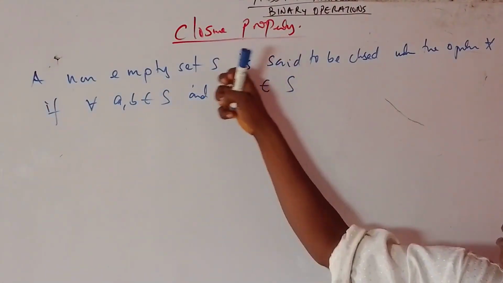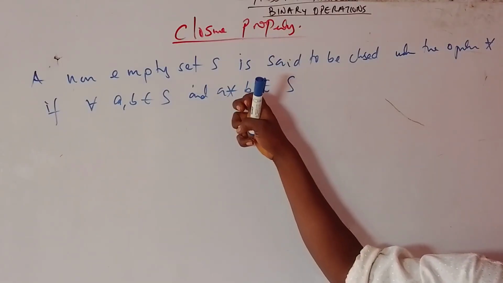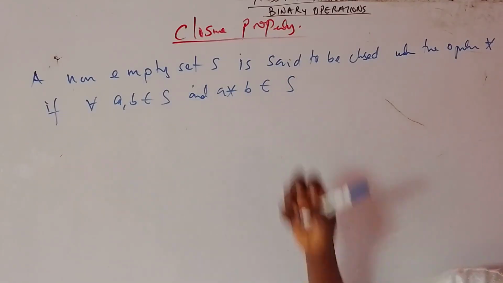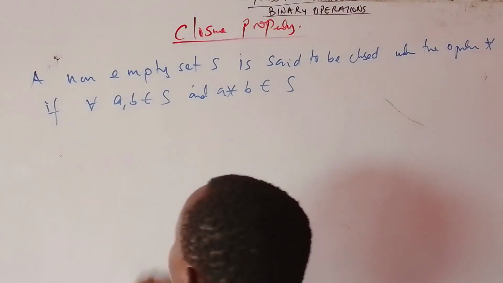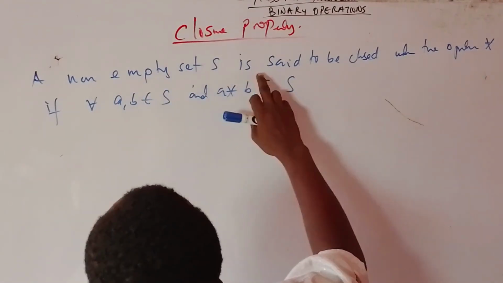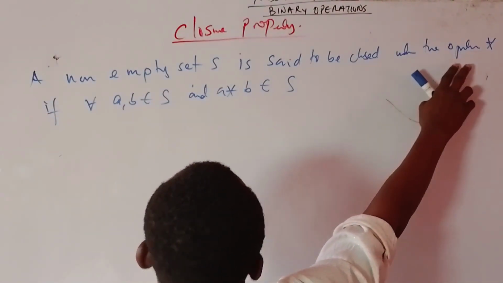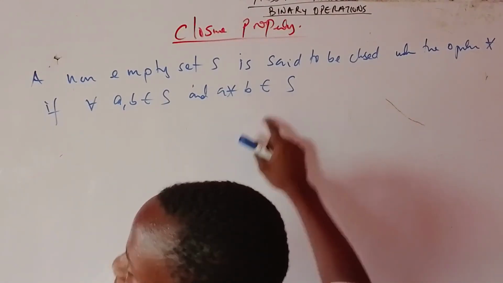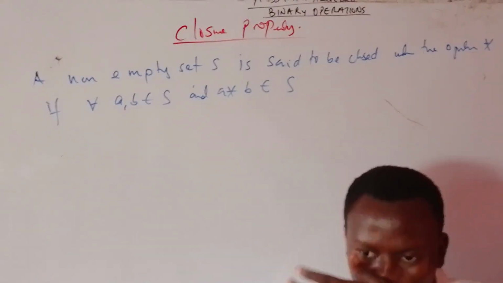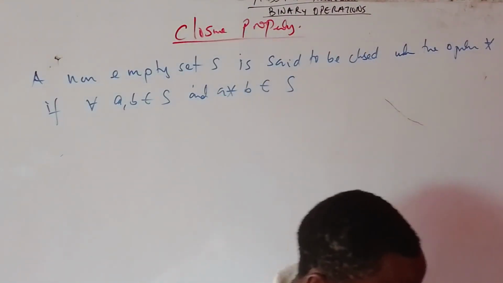Then we say this combination here is closed under the binary operation asterisk. So a non-empty set S is said to be closed under the operation asterisk if for all a, b that are members of S, a asterisk b is also a member of S.